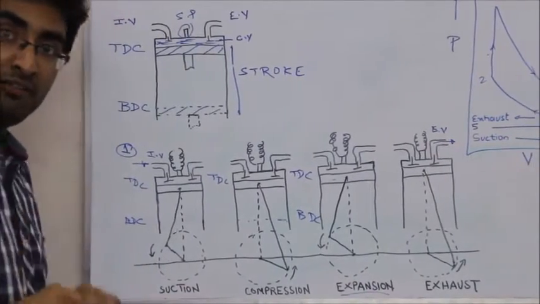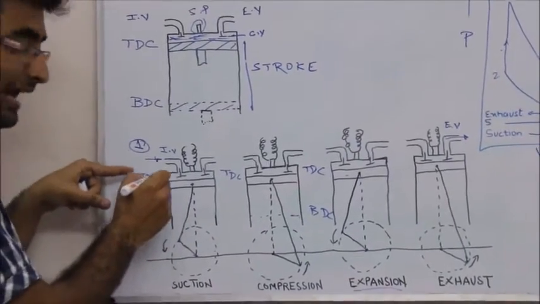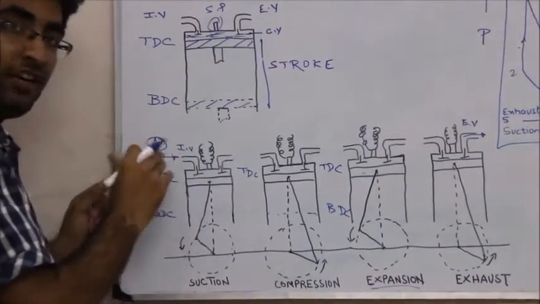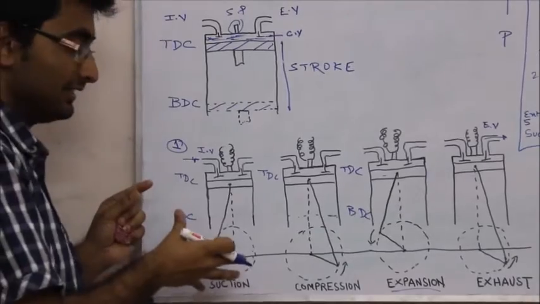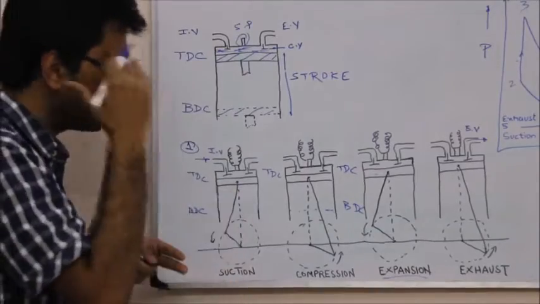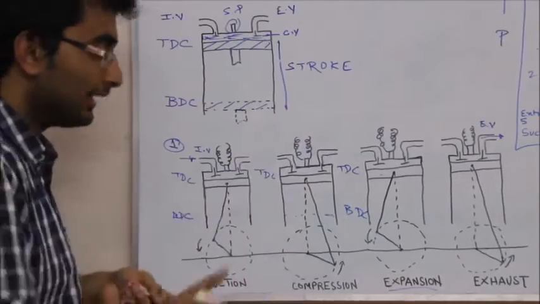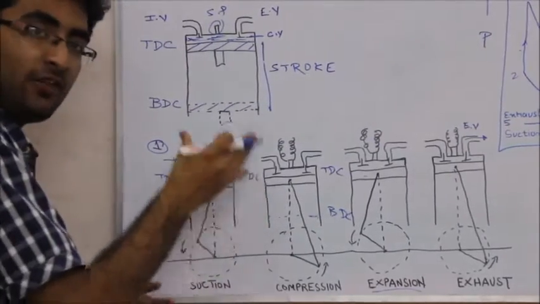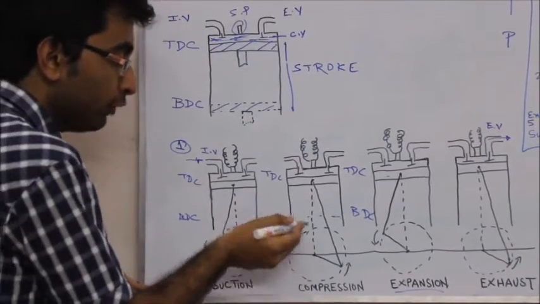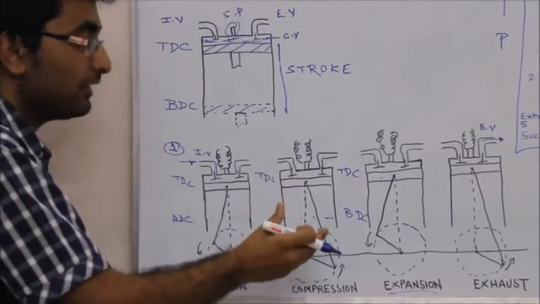So, I will once again give a brief description of what happens. Initially, the piston is at TDC and it moves from TDC to BDC, that is, suction occurs. Suction means the air fuel mixture is taken inside the cylinder. Now, the piston is at BDC after the suction stroke. Again, compression takes place. The piston moves from BDC to TDC, compressing the air fuel mixture. Before the end of this stroke, before the piston reaches TDC, the spark plug ignites the mixture.